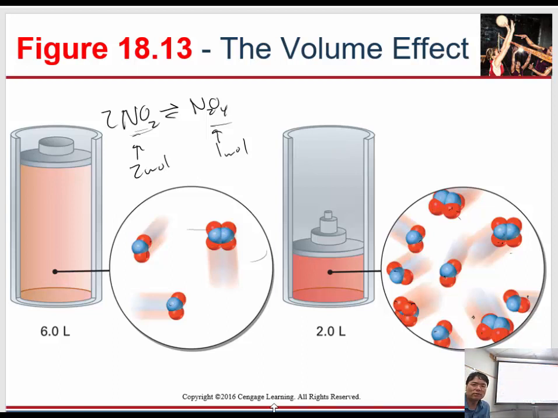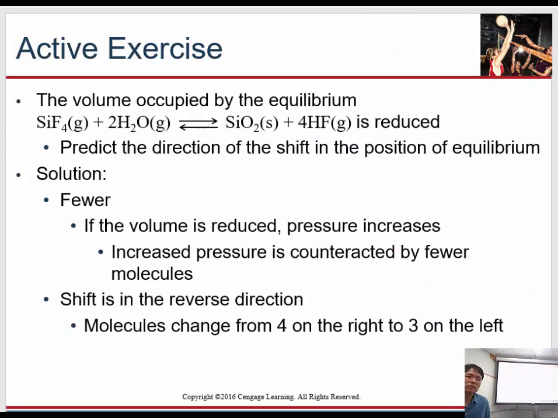And so when we decrease the volume here, this one shifted to the right. And so we see a right shift. And so we're going to consume some of the NO2 to make N2O4, and we end up with fewer moles of gas, which is better when the volume is smaller. Otherwise the pressure gets quite high. Increasing volume favors the side with more moles of gas. And so that's another Le Chatelier. So concentration, volume, what else?